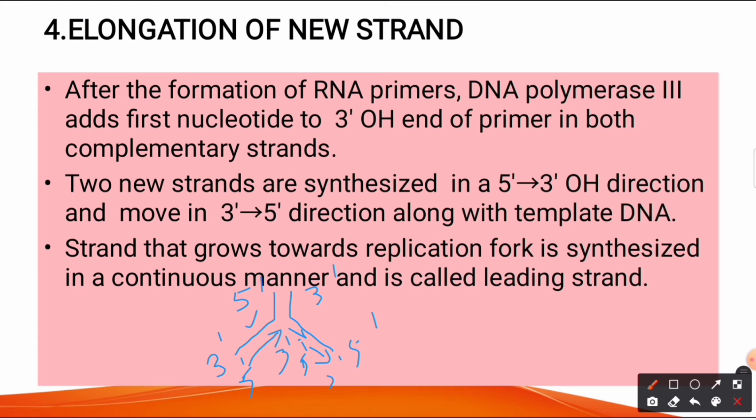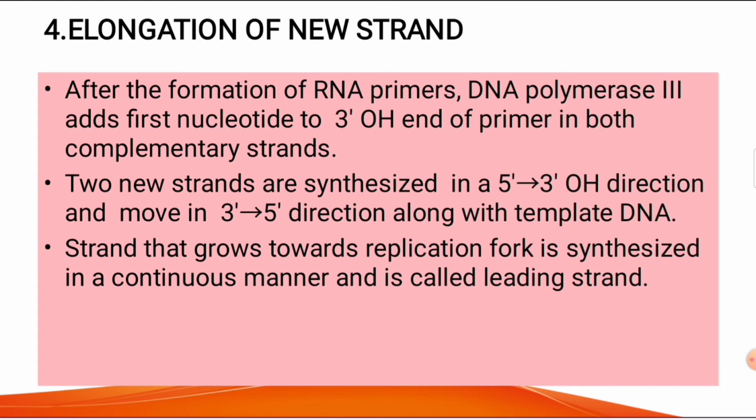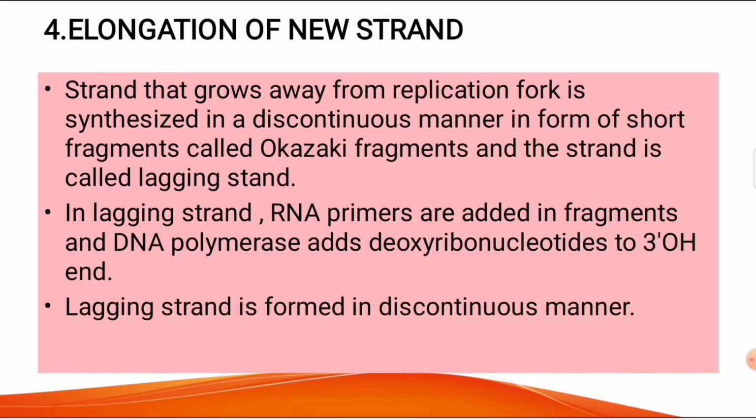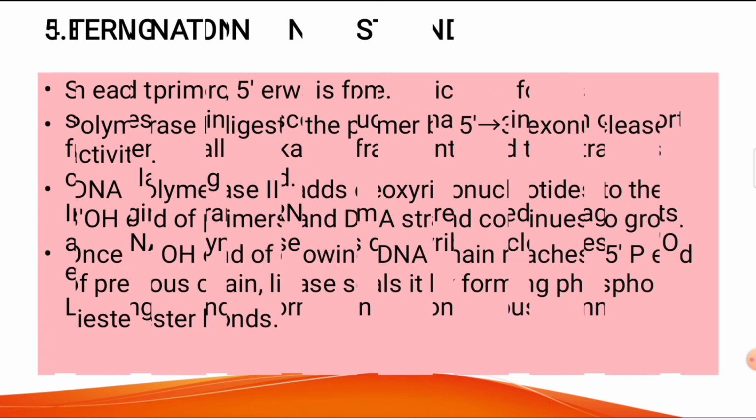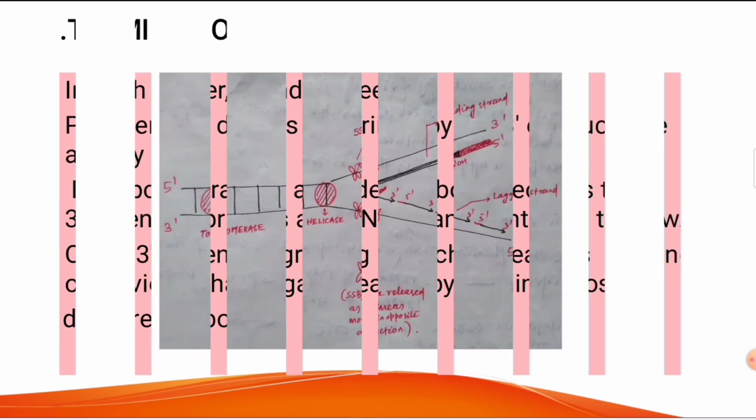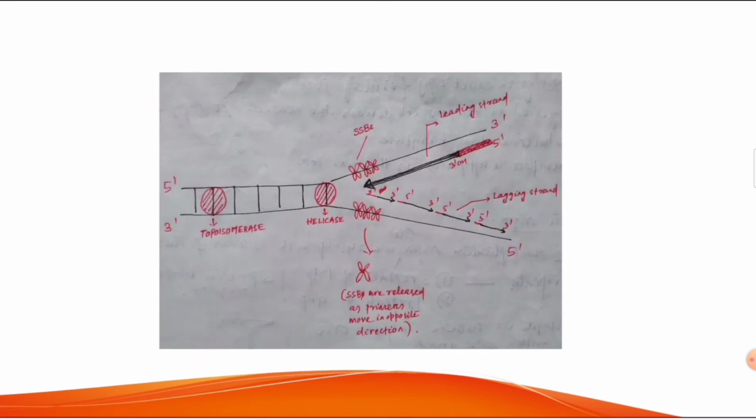Got it? So remember that the strand that is growing towards the replication fork is synthesized in a continuous manner, and it is called the leading strand. But the strand that is synthesized away from the replication fork is synthesized in a discontinuous manner, and it is called the lagging strand. Let me draw here first, then you will be able to know.